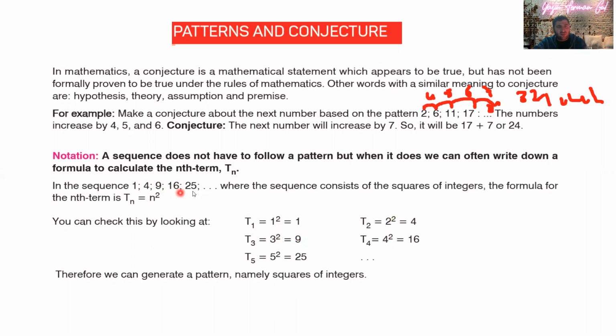Term 5 is 25. How do you get 25? 5 to the power of 2, right? Therefore, we can generate a pattern, namely squares of integers. So the next number will be 6 to the power of 2, next will be 7 to the power of 2, next will be 8 and 9, and it continues like that. So if the question asks me here, what is T10, the 10th term, I'm going to say simply 10 to the power of 2, which will be 100. Okay.